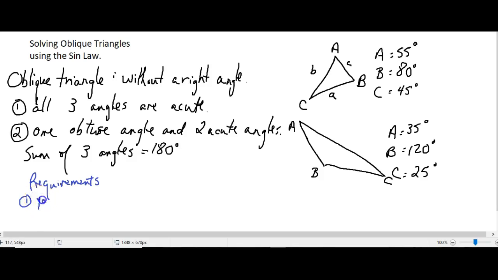Okay, so you know one angle and its opposite side. You know one angle and its opposite side, and any other side.